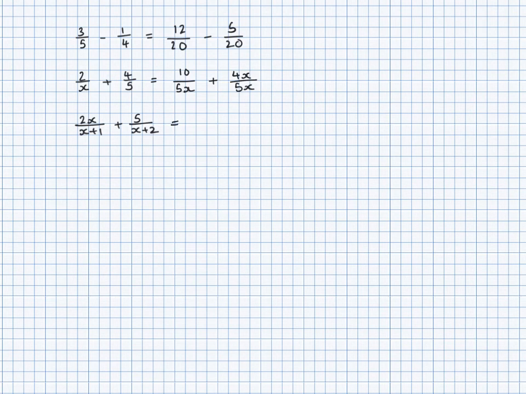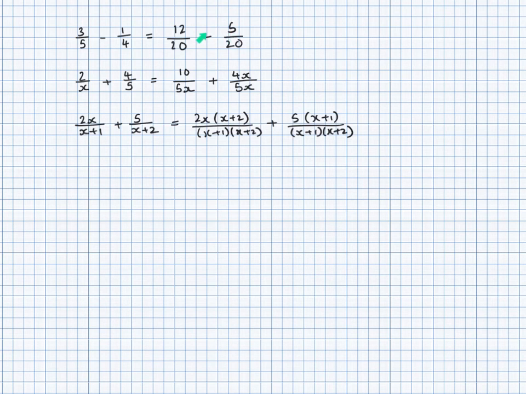And this is the same one that we had before, so we had 2x times x plus 2, over x plus 1 times x plus 2, plus 5 times x plus 1, over x plus 1 times x plus 2. Okay, so now that we've written these calculations here with common denominators, we can actually add or subtract them.